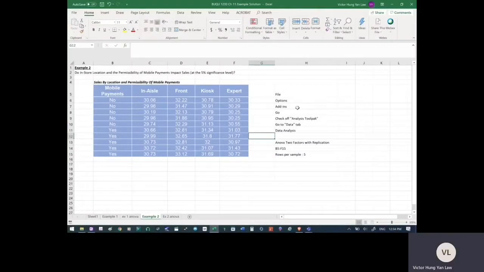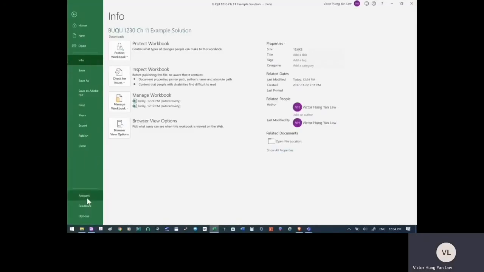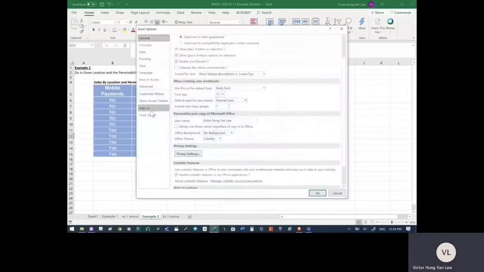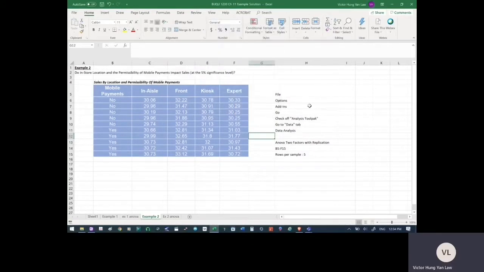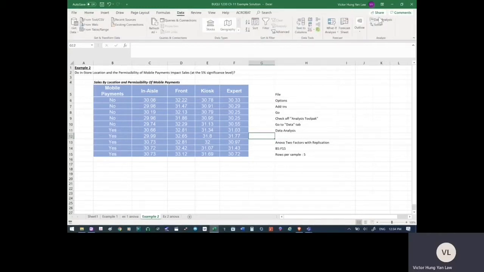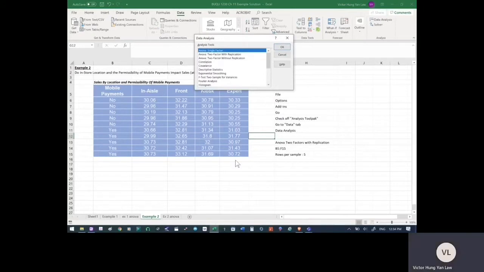In this example, our first step is to enable the data analysis. So again, File, Options, Add-ins, Go, and then we're going to check off the Analysis ToolPak, and then we'll press OK. Once that is checked off, we're going to go to the Data tab, and then click on Data Analysis. Since we know this is two-way ANOVA, we're going to choose ANOVA two-factor with replication. So we're going to choose the second one, ANOVA two-factor with replication.